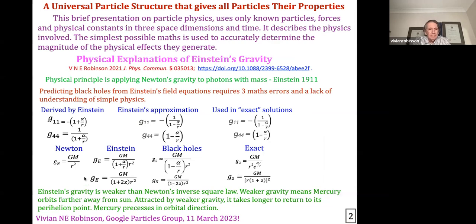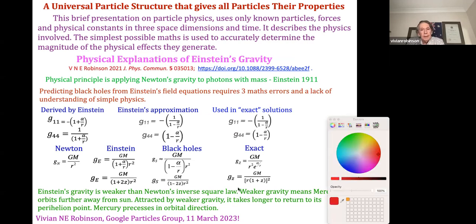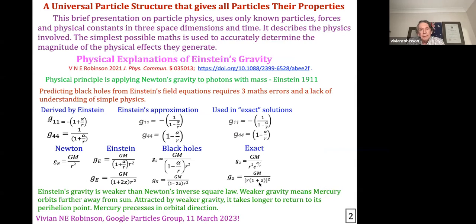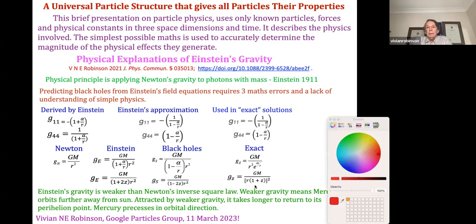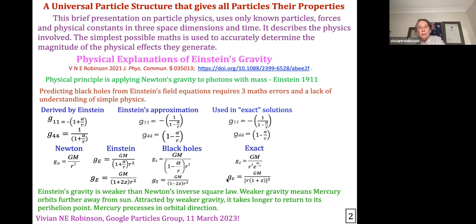But one thing that comes out of this, to understand Einstein's gravity, is that what Newton called r squared becomes, under Einstein's gravity, r times 1 plus z. So what Newton called r becomes r times 1 plus z, where z is the redshift. So this equation, I think, is relatively easy to use. It's not much more difficult to use than this one, which makes understanding Einstein's gravity considerably simpler.